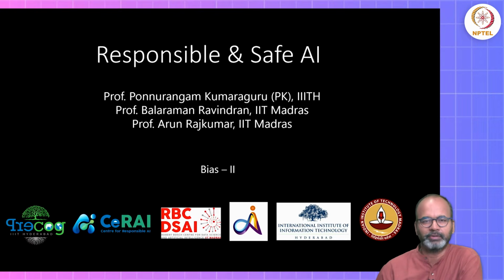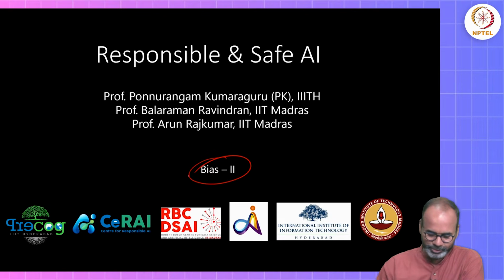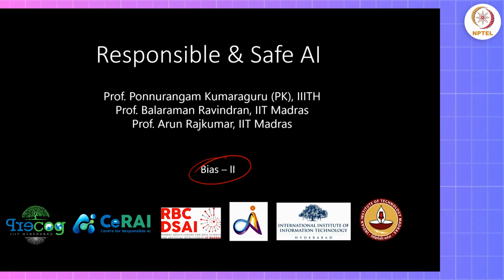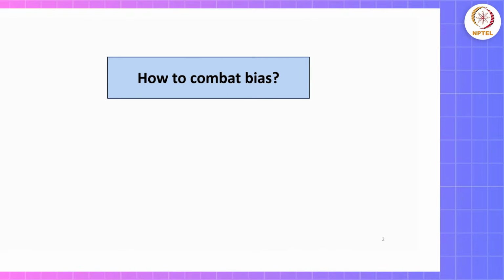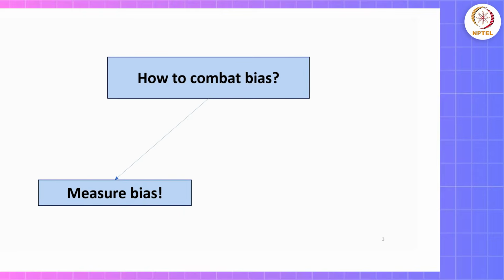Let's continue on the topic of bias that we discussed last time. So this is bias 2. Bias is such a large topic, so we were thinking of doing it in multiple parts. So this is bias, the second part. In the first part, if you remember, we were just trying to define bias and look at the different ways in which bias has been studied before. Now, if you have to address the problem of removing bias from these language models, what are the methods to do it?